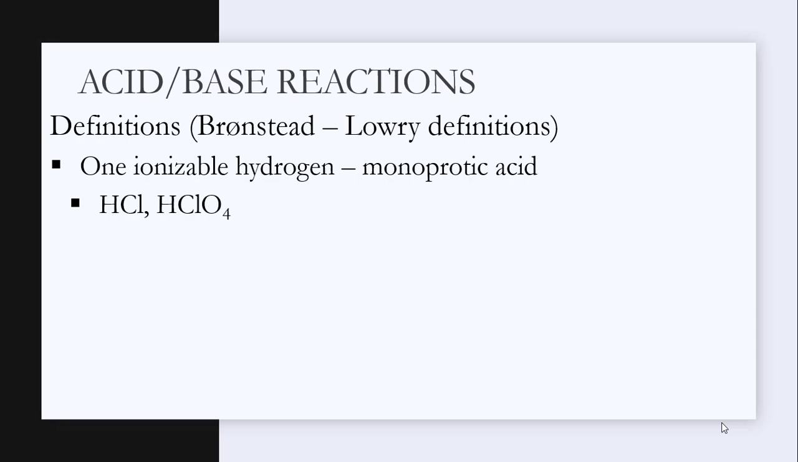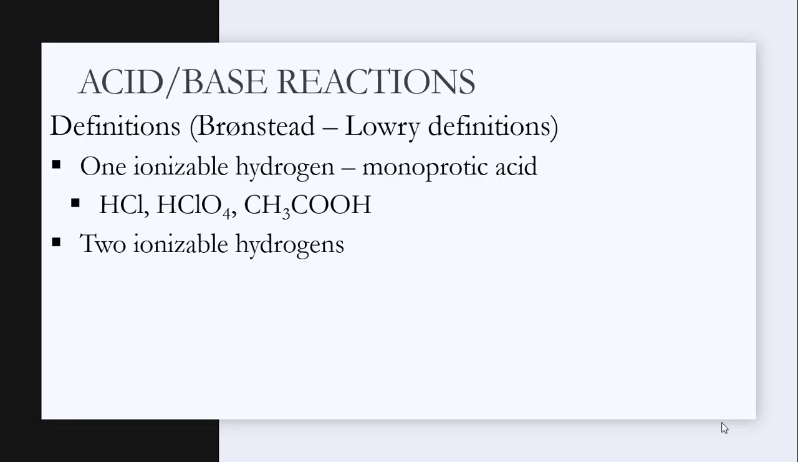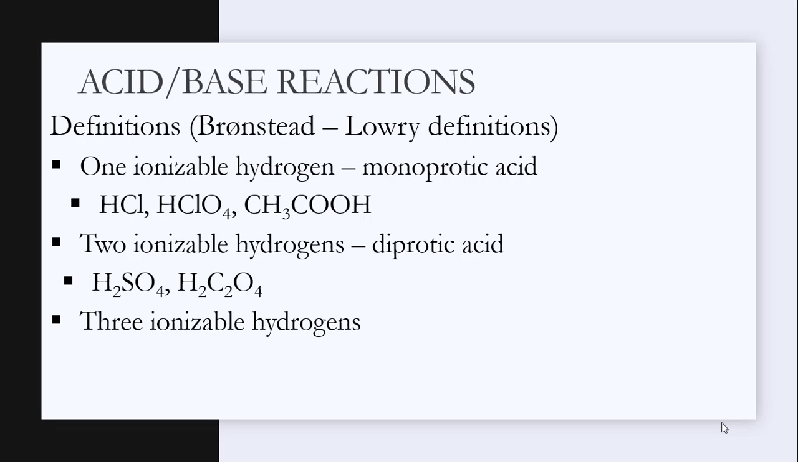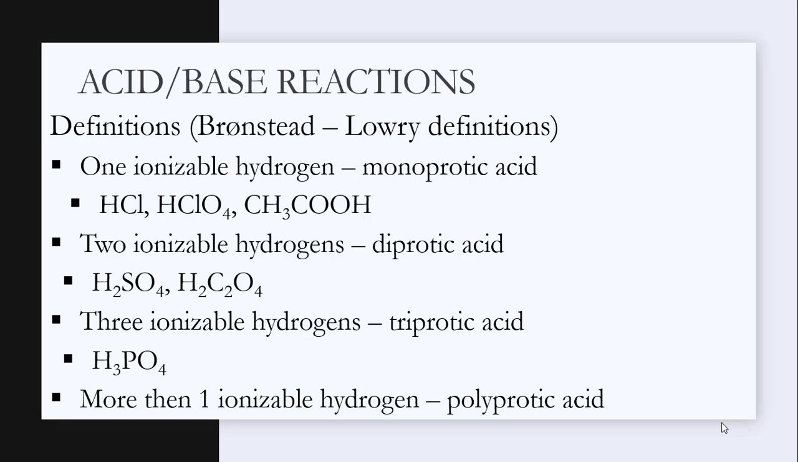If you have one ionizable hydrogen, then that acid is called monoprotic, one ionizable hydrogen. Examples are hydrochloric acid, perchloric acid, acetic acid. If you have two ionizable hydrogens, you have a diprotic acid. Sulfuric acid and oxalic acid are both examples of that. Three ionizable hydrogens is triprotic. The classic is phosphoric acid. And if you have more than one ionizable hydrogen, you're lumped into a group called the polyprotic acids.